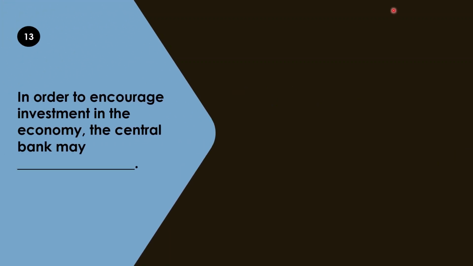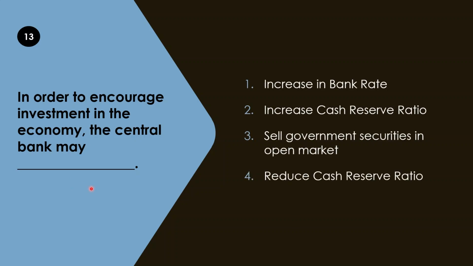Another question. In order to encourage investment in the economy, the central bank may dash. Now let's see what are the options given to us. These are the options: increase in bank rate, increase cash reserve ratio, sell government securities, and reduce cash reserve ratio. These types of questions are also very important because they check your deeper understanding of the concepts. So when you're doing this chapter, please pay attention to how these methods of credit control are used by the government. So now, first of all, let's take them one by one.